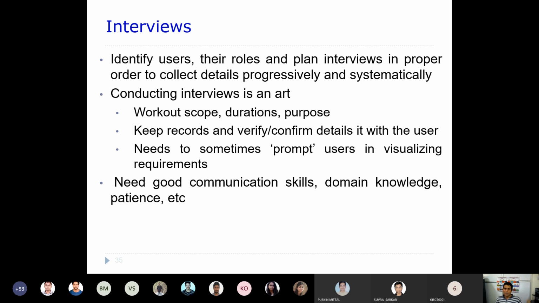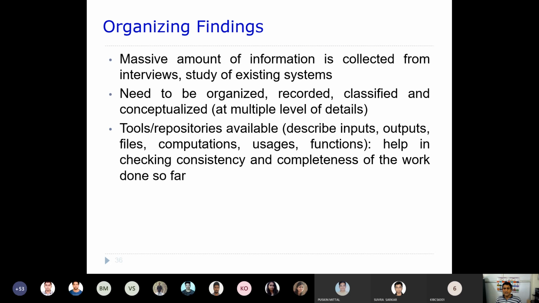Interviewing the clients or the users is very much an art. Whatever information you get from them, you try to record those details. Sometimes you need very prompt users in visualizing the requirements, because ultimately in the analysis phase you try to establish the requirements. That is the reason why you need very prompt users. Sometimes you require good communication skills and domain skills, and you need to have patience also, because you need to understand the user. You should have perseverance in collecting.